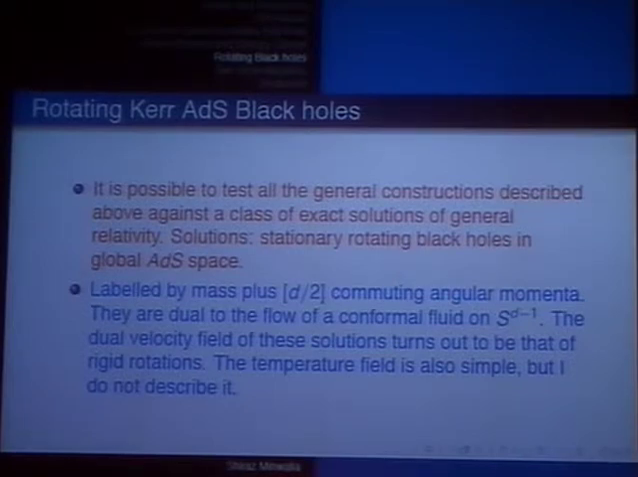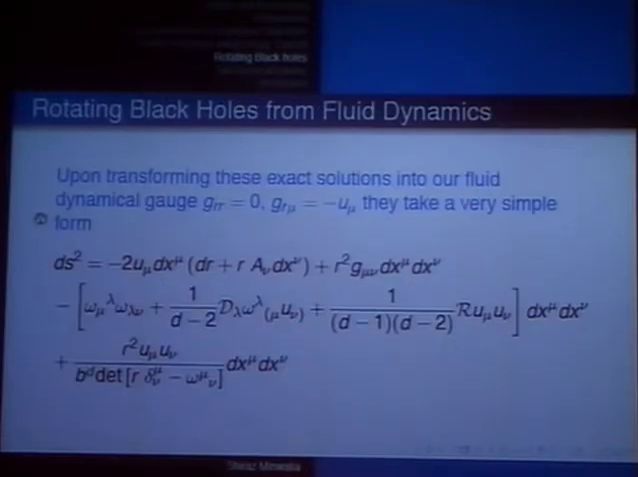Okay, the solutions in question are stationary rotating black holes in global AdS. These solutions are labeled by their mass plus the integral value of d by 2 commuting angular momenta. They're simple solutions and they've been known for a long time. Okay, so now there's a limit, namely when these black holes become very large, their temperature becomes very large, when these solutions meet the criteria for being described well by fluid dynamics. So we can check whether our constructions actually work out with these solutions.